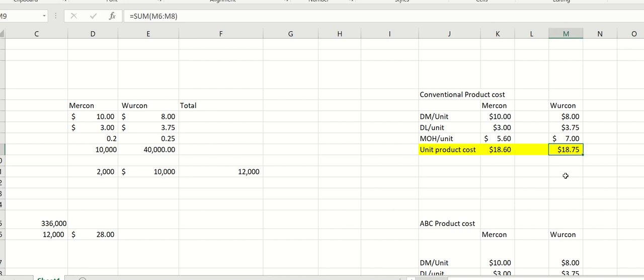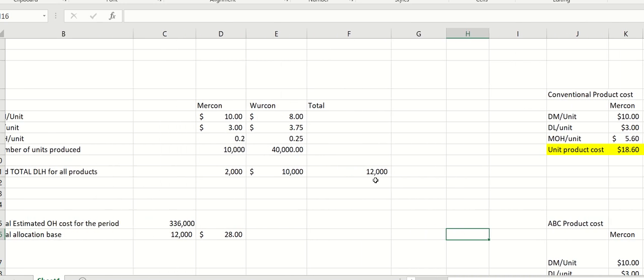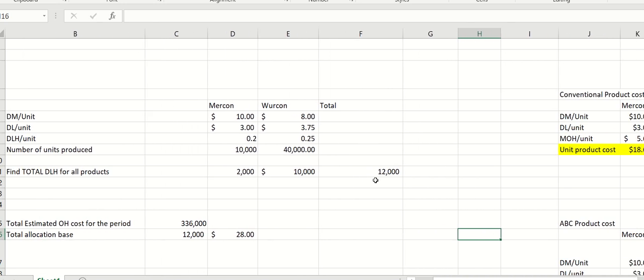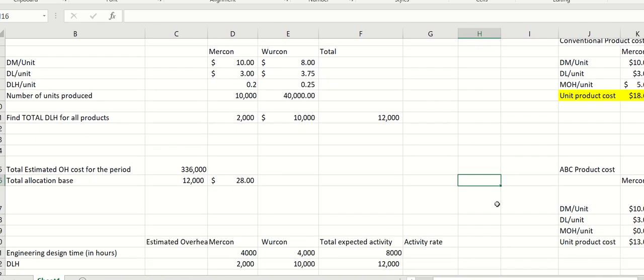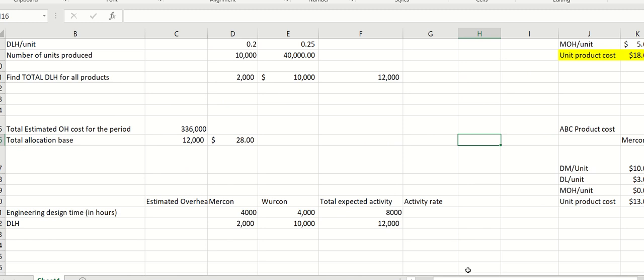And so they're pretty similar. Unit product costs for the Mercon and Workon, and that would be your answer for conventional product costs. Unit product costs per unit, yep. And so let's go on to part 2.